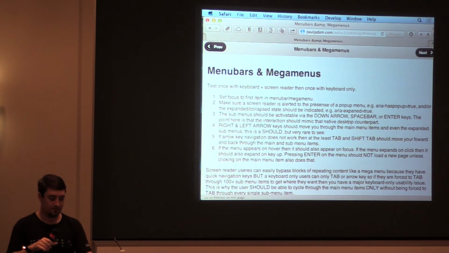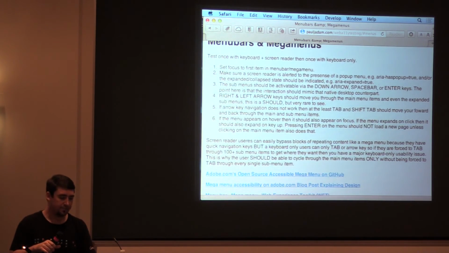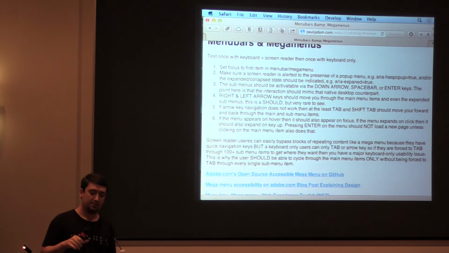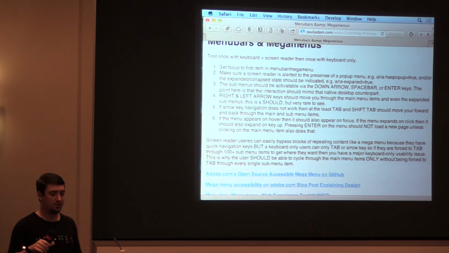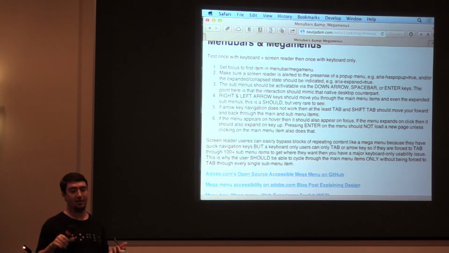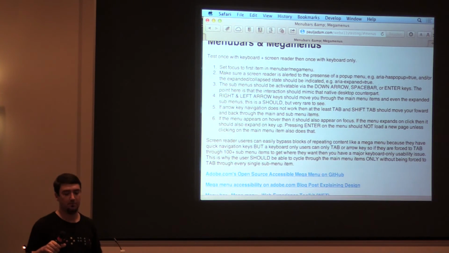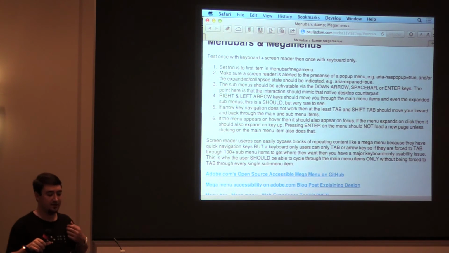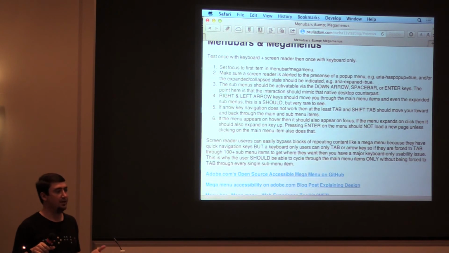Menu bars and mega menus. You're going to need to test this once with a keyboard and with a keyboard plus screen reader. Set focus to the first item in the mega menu. Make sure a screen reader is alerted to the presence of a pop-up menu, like ARIA has popup equals true, or maybe the expanded or collapsed state could say collapsed. The submenus should be activatable by either the down arrow, the space bar, the enter key, all three, or two of them.